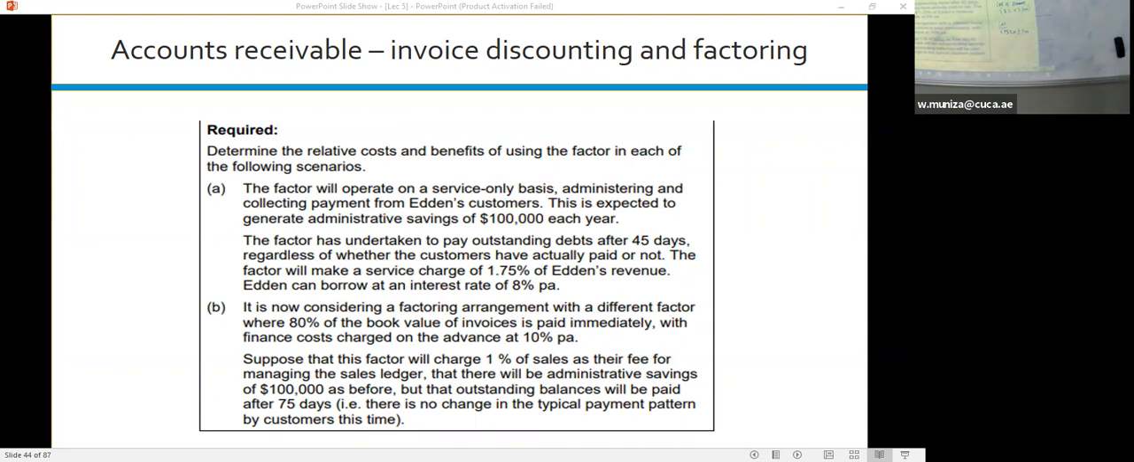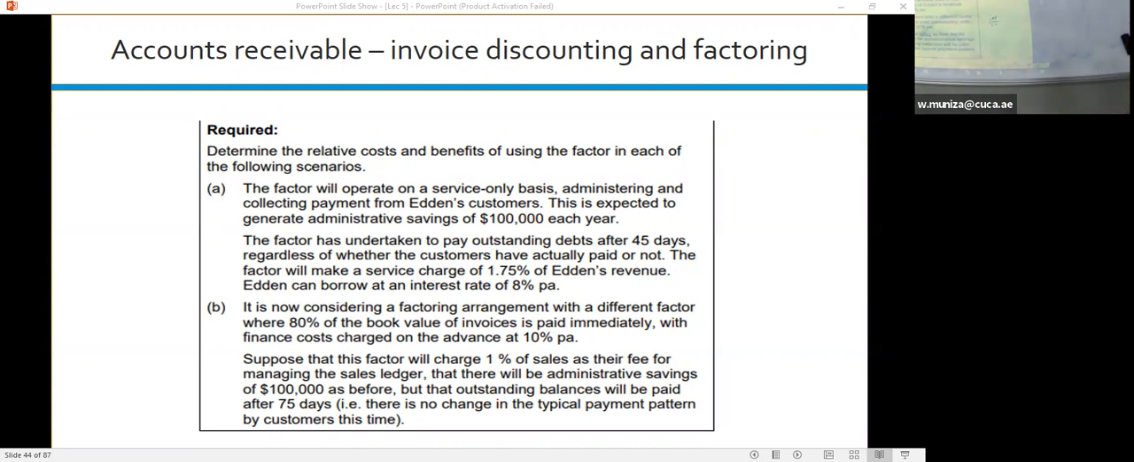Can you start doing this by yourself? Make one column for the cost and the other for benefits. When you are done with this part, tell me, I will scroll to the other page. So one benefit which is very straightforward here is administration savings. Like the previous scenario, how much are these? 100,000. This is very straightforward.